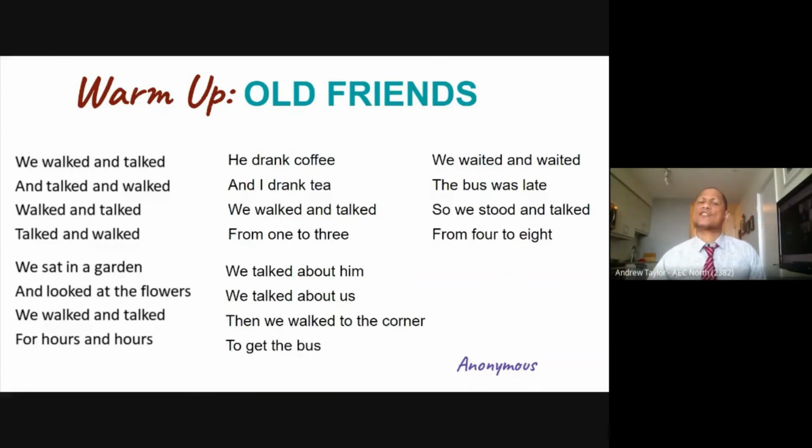We walked and talked and talked and walked, walked and talked, talked and walked. We sat in a garden and looked at the flowers. We walked and talked for hours and hours. He drank coffee and I drank tea. We walked and talked from 1 to 3. We talked about him. We talked about us. Then we walked to the corner to get the bus. We waited and waited. The bus was late. So we stood and talked from 4 to 8. Okay, old friends.